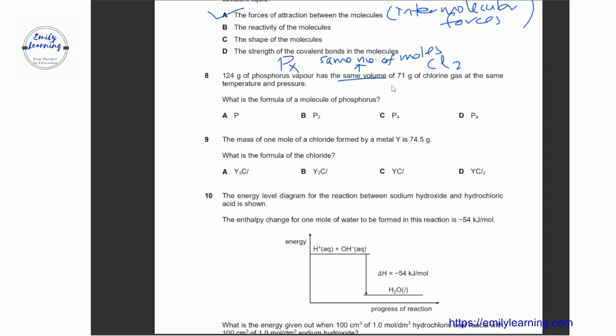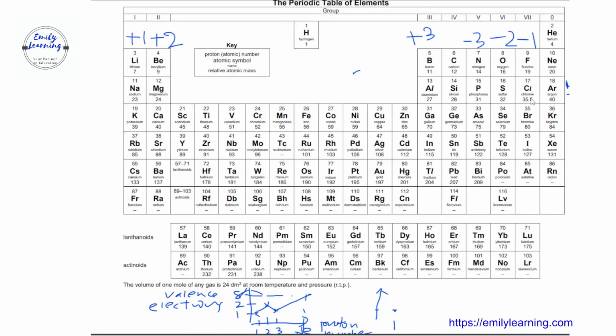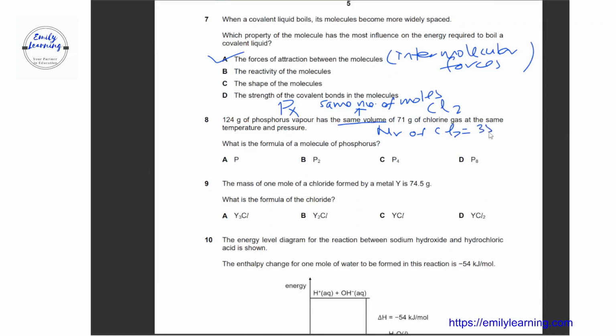Alright, so I can find the MR of Cl2. Okay, so you make use of your periodic table here. Cl has an AR of 35.5. So Cl2 will have an MR of 35.5 times 2, which is 71. Okay, so number of moles in 71 grams of Cl2 is basically 71 over 71, which is 1 mole. So if there is 1 mole of Cl2, then I also know that there is also 1 mole of phosphorus.